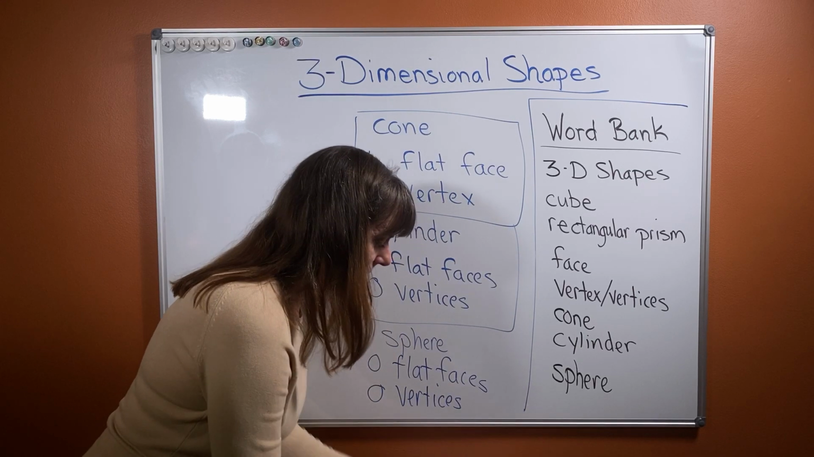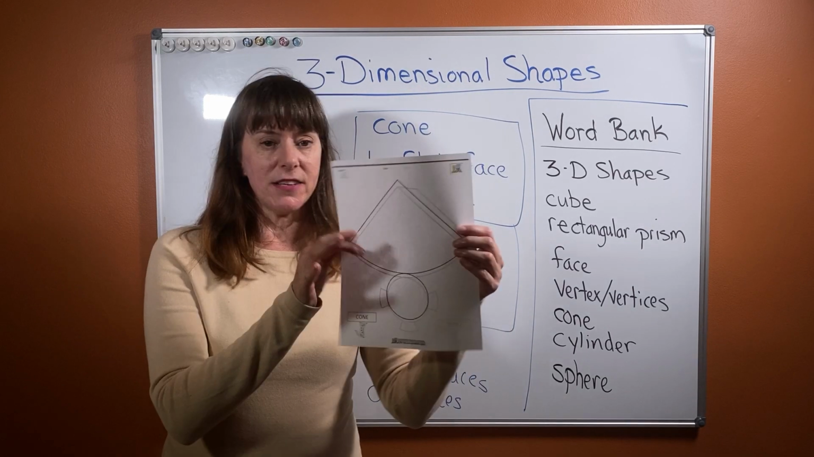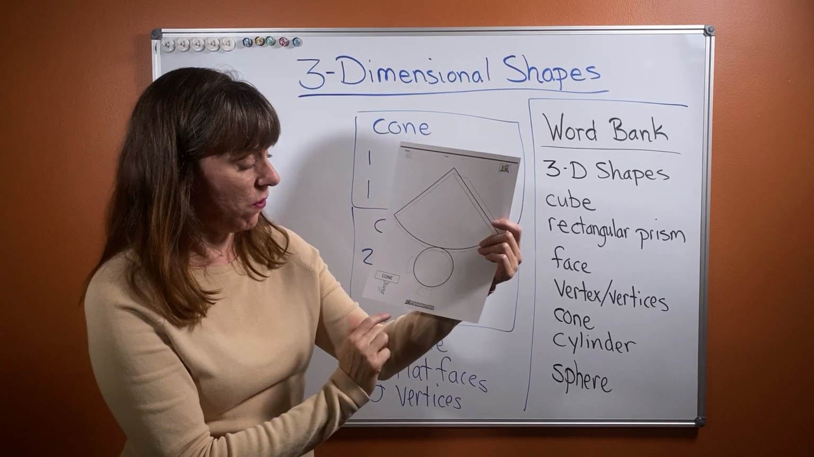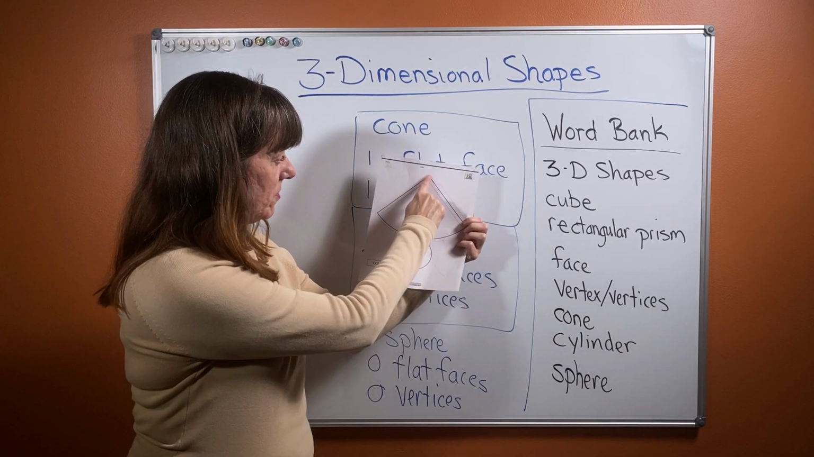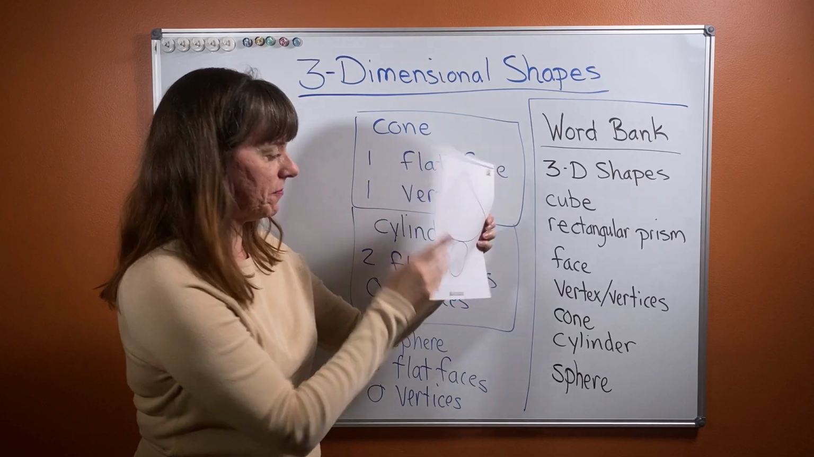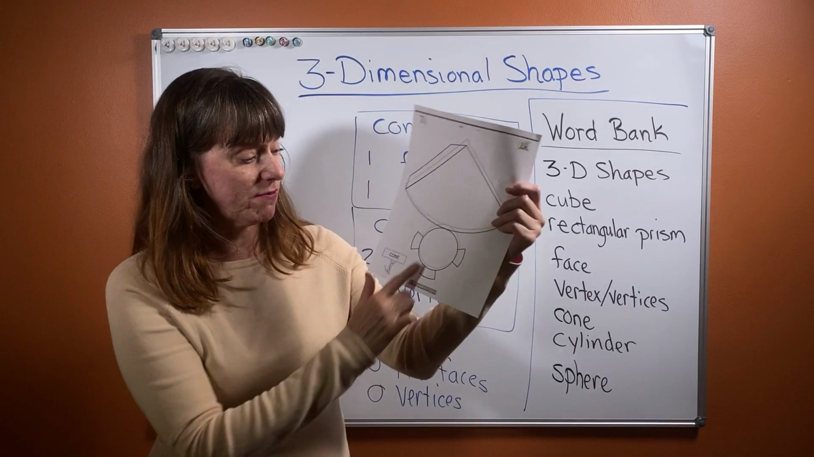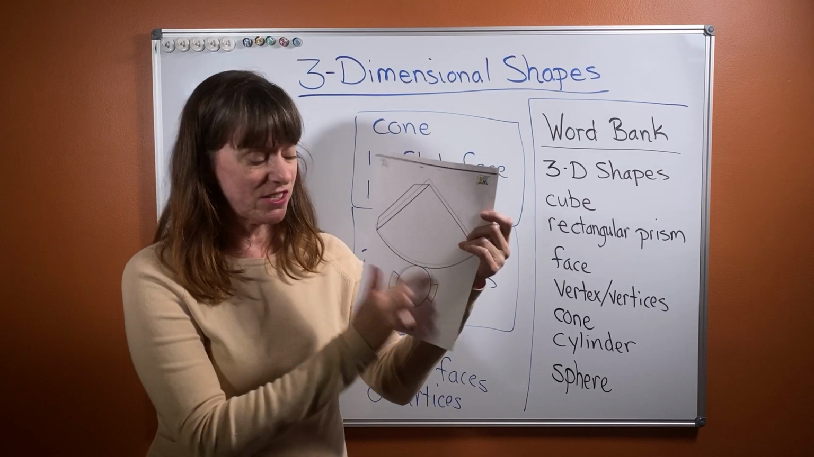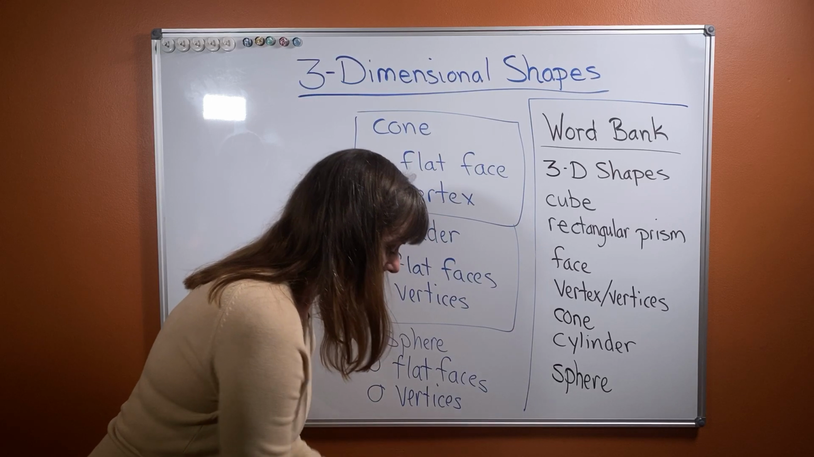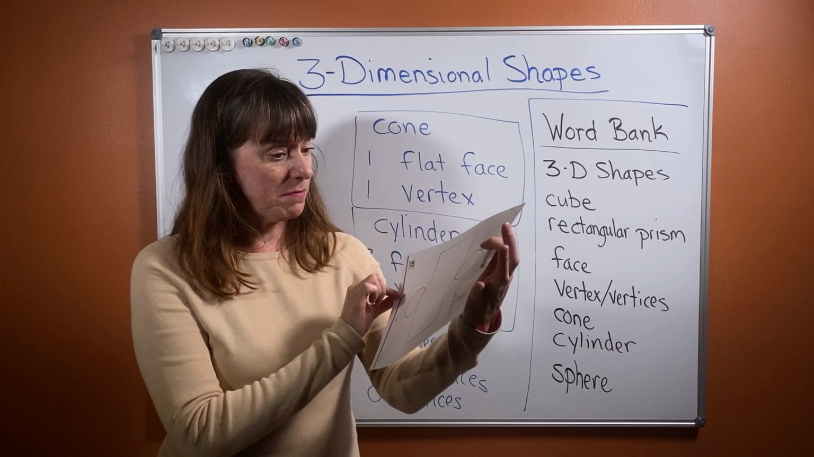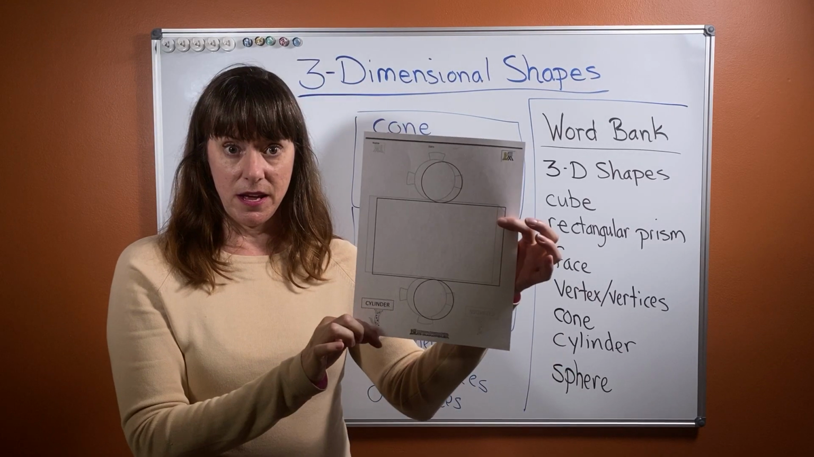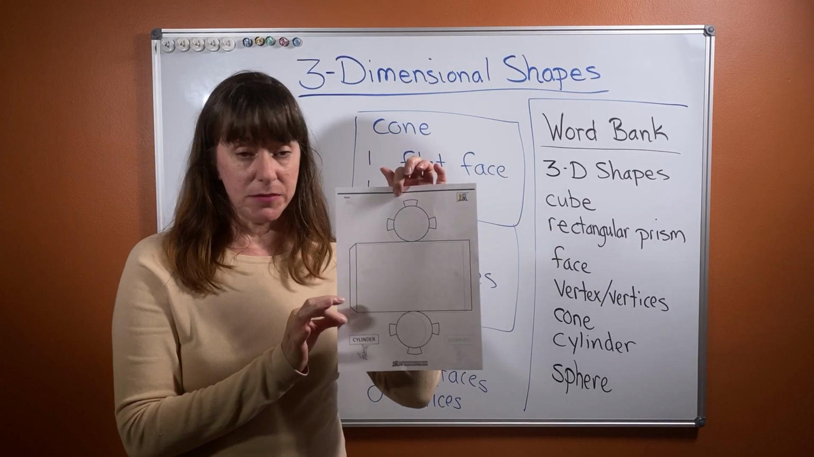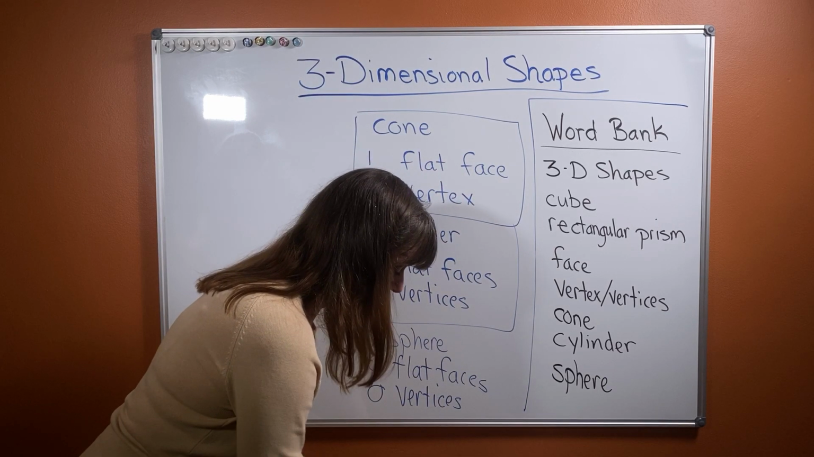I have emailed your grown-ups a net for a cone. You can see there. Also, they have a version that has tabs. You can use either version you want to make it. This is just a little easier to put together. I have also emailed a net for a cylinder and a version that has tabs if you want to use that. So I'm going to show you really quickly.